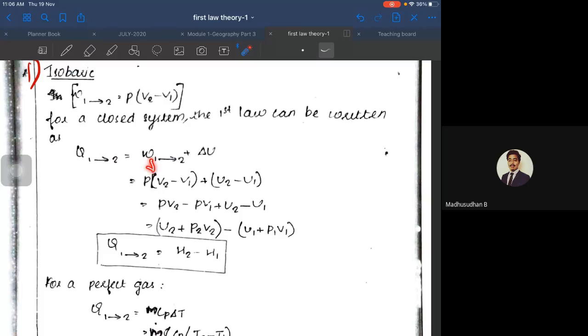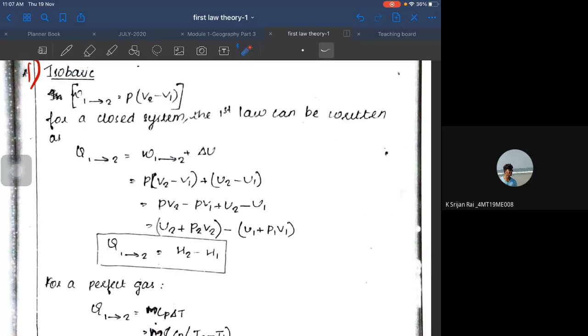Now, W 1 to 2 is what? P into (V2 minus V1), which I've just said. So this is U2 minus U1. Multiplying it, it will be P into V2 minus P into V1, and U2 minus U1 as it is. So you can just write it as (U2 plus P2 V2) minus (U1 plus P1 V1). Correct? You can write it as such. Now, what is U plus PV? Recently, in a short span, we have discussed what is U plus PV. What is U plus PV?